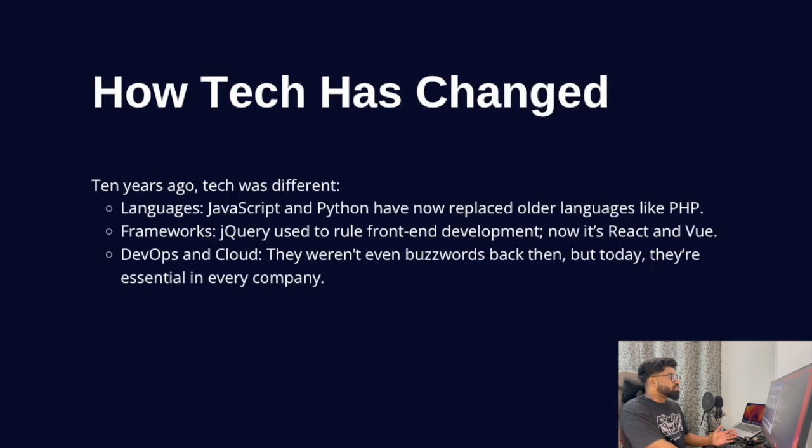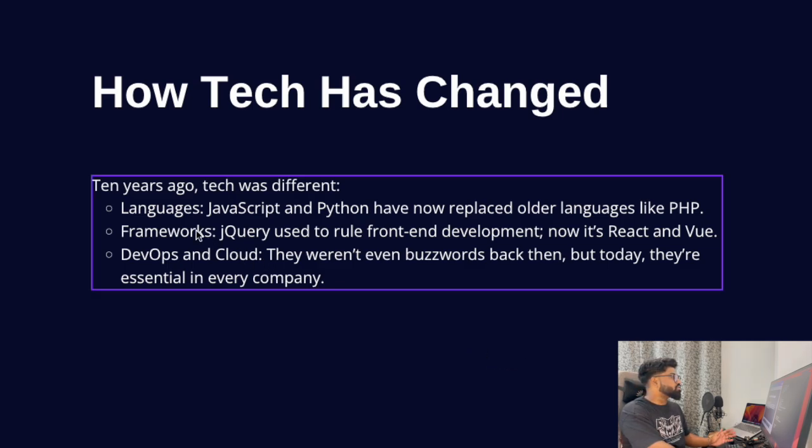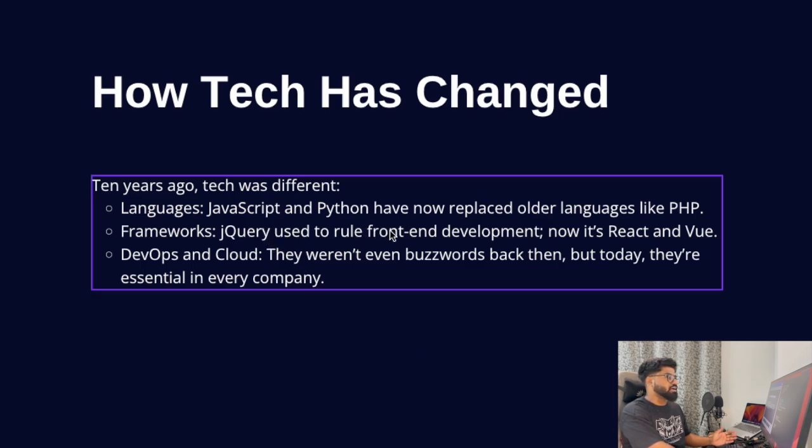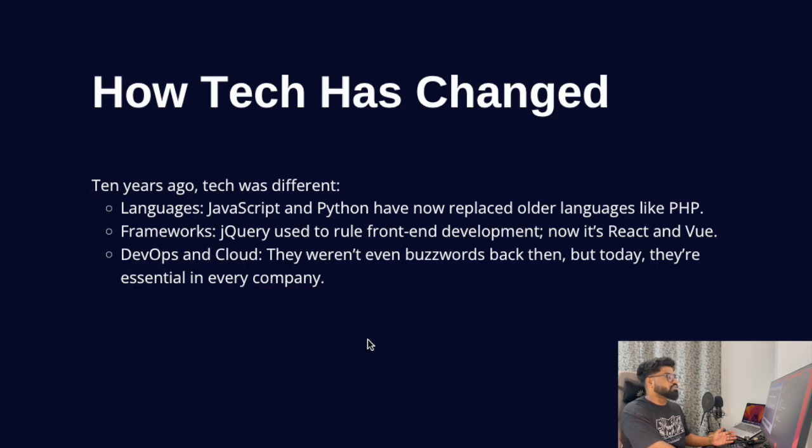So let's also talk about how tech has changed, right? Like 10 years ago the tech was really different, and in the coming 10 years tech will again be totally different. So let's say if you talk about languages, then 10 years back PHP was very popular, but now JavaScript and Python have replaced it. And if you talk about frameworks, jQuery used to rule front end development, right? But now React and Vue are very popular. And DevOps and cloud, those profiles were not there in the market, but nowadays that's the buzzword. Everyone is talking about cloud computing, everyone is talking about DevOps.